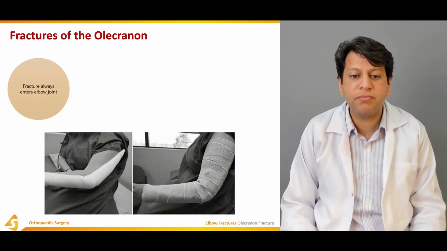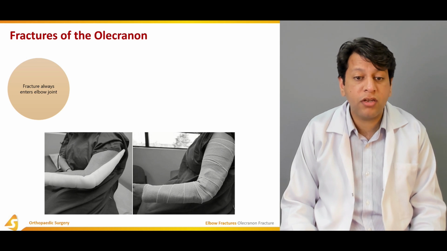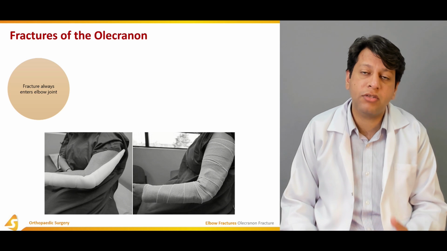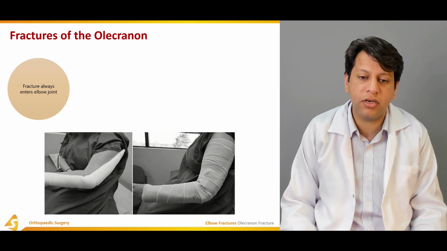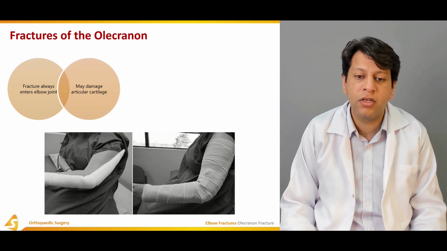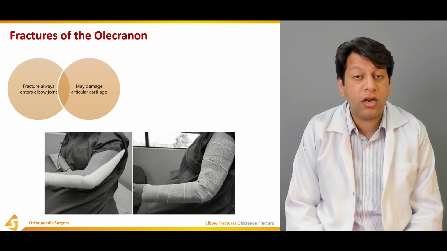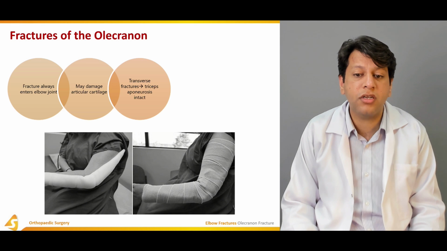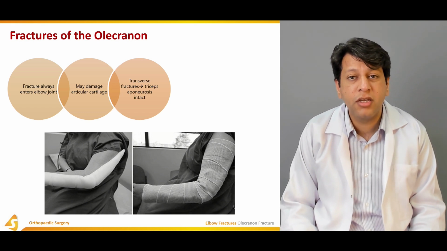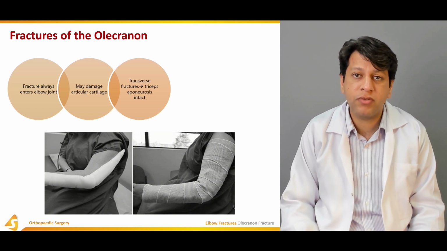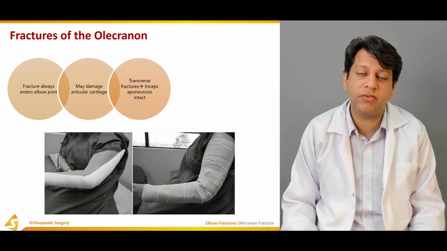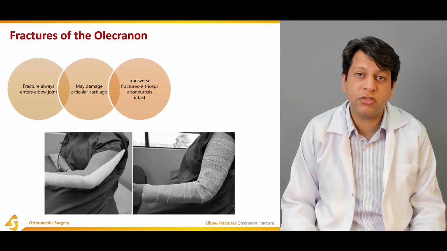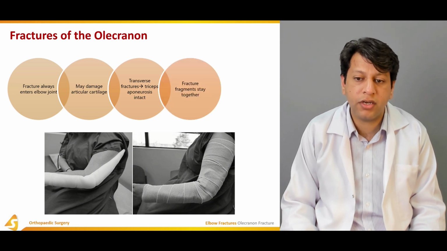Now, continuing with it, the fracture usually enters the elbow joint because it's forming the joint, and it may damage the articular cartilage. In transverse fractures, usually the tricep aponeurosis is intact, especially in the case of a fracture in which the triceps pull the fracture fragment out. The fragment may be very much displaced, but the tricep aponeurosis is very much intact.